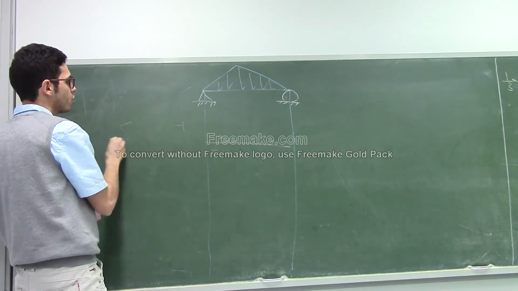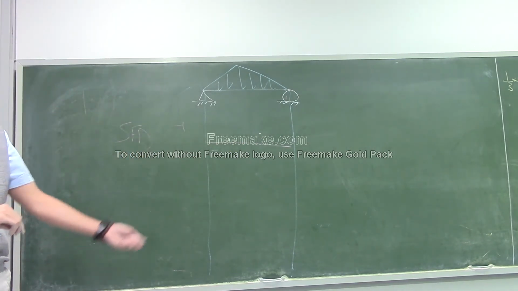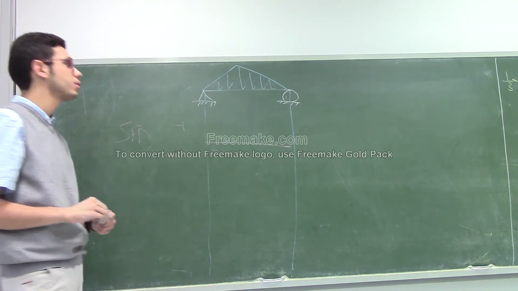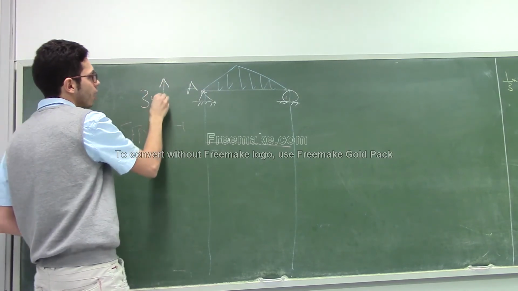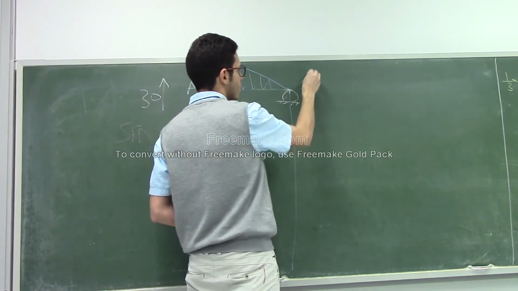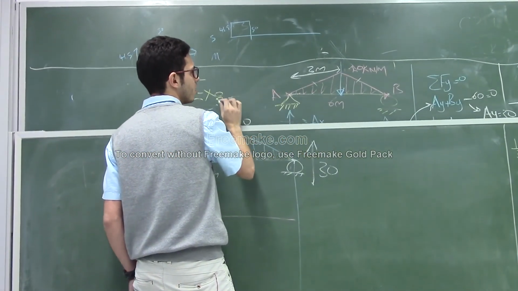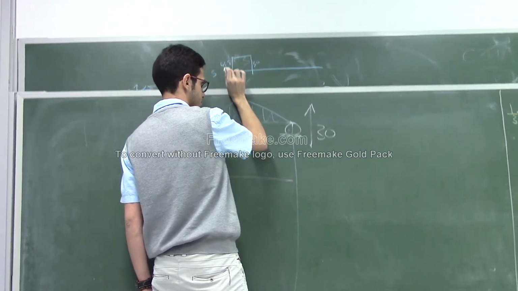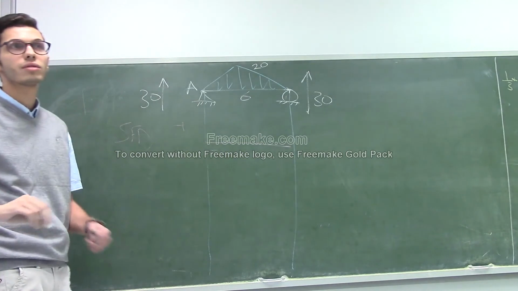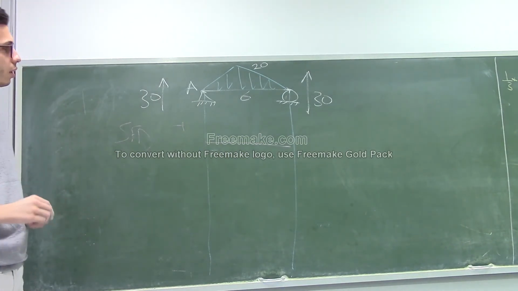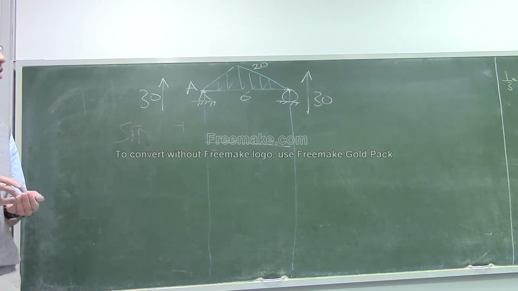Positive, negative, shear force diagram. Okay? Start. Now, here at the point A, the reaction was 30. At the point B, the reaction was 30. The value was how much? 20. And the distance is 6. Right? Okay. Now, all of you, focus with me. You will have the time to write, because this is an important one.